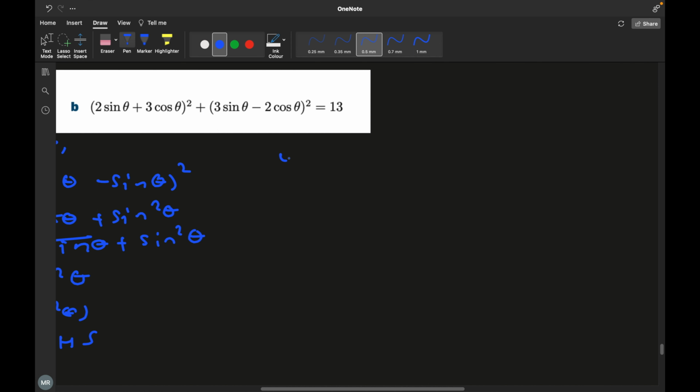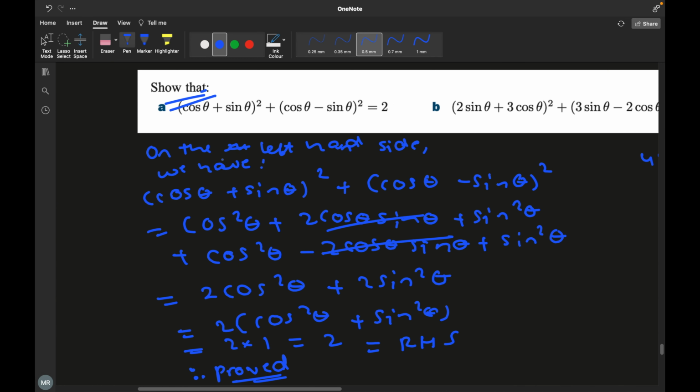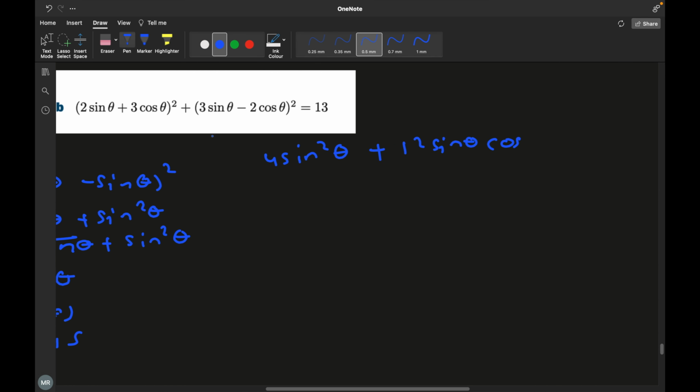This is also very simple. 4 sin squared theta plus 12 sin theta cos theta. I'm not going to write the whole step, I'm just going to directly get into this. Plus 9 cos squared theta. We have 9 sine squared theta minus 12 sine theta cos theta plus 4 cos squared theta. This gets cancelled.